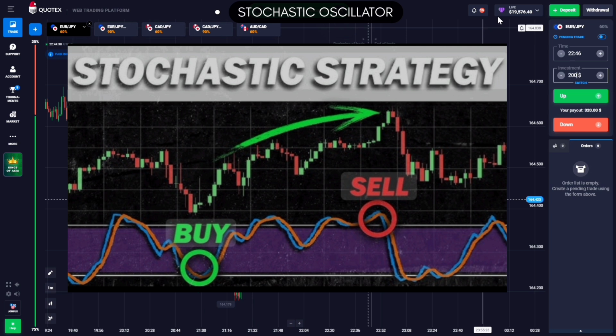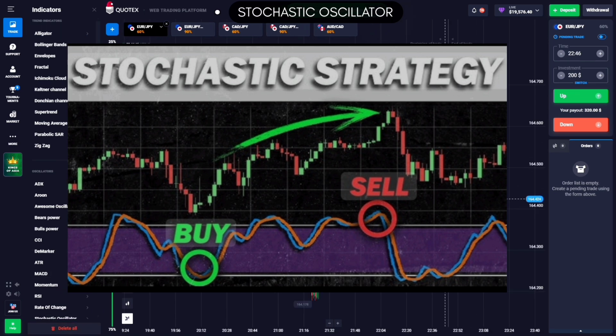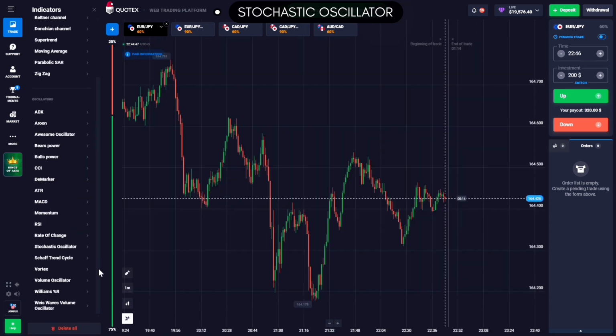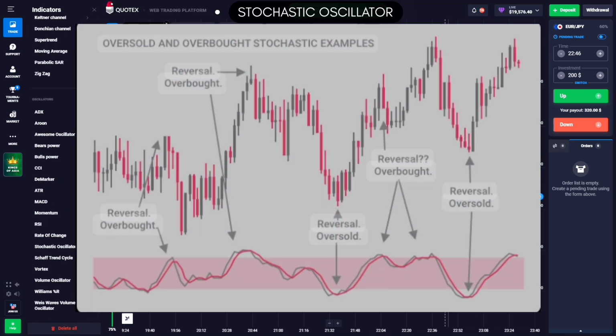Today, we're going to explore one of the most popular technical indicators in trading, the stochastic oscillator. This indicator is designed to help you identify overbought and oversold conditions in the market and make informed trading decisions.